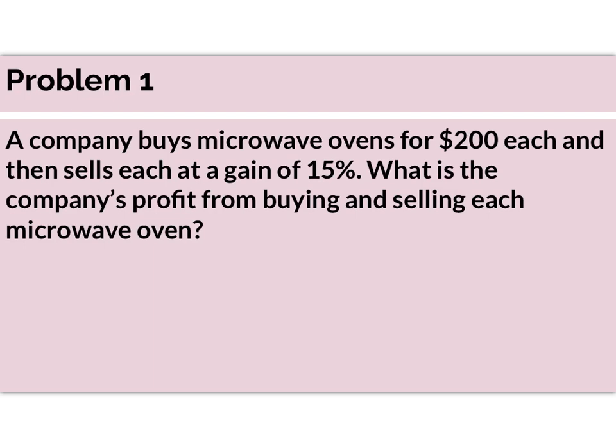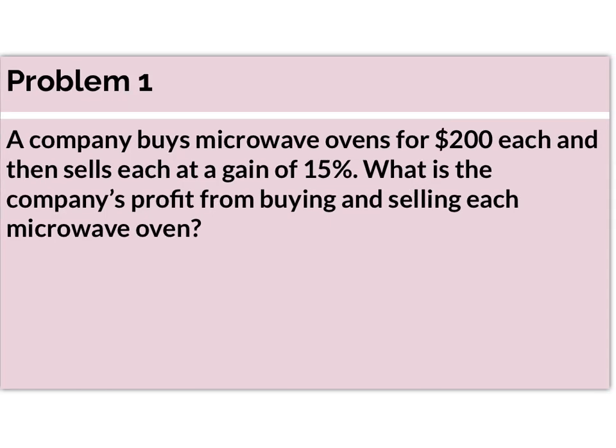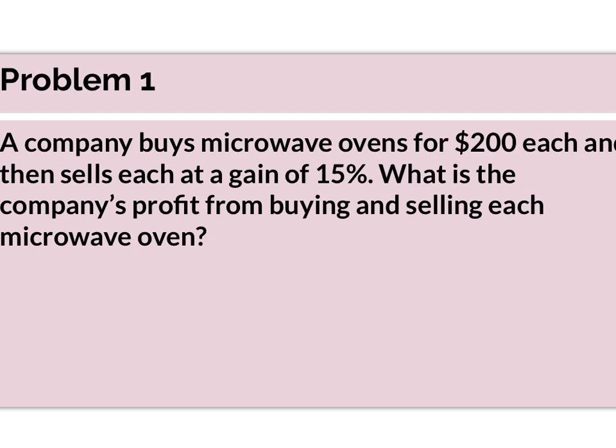Okay, so a company buys microwave ovens for $200 each, then sells each at a gain of 15%. So this is what I was talking about at the beginning of the video. So if we can think about this as a proportion here. So if 100% equals $200, and you went up by 15%, so you're at 115%, so you should expect this number to go up too.